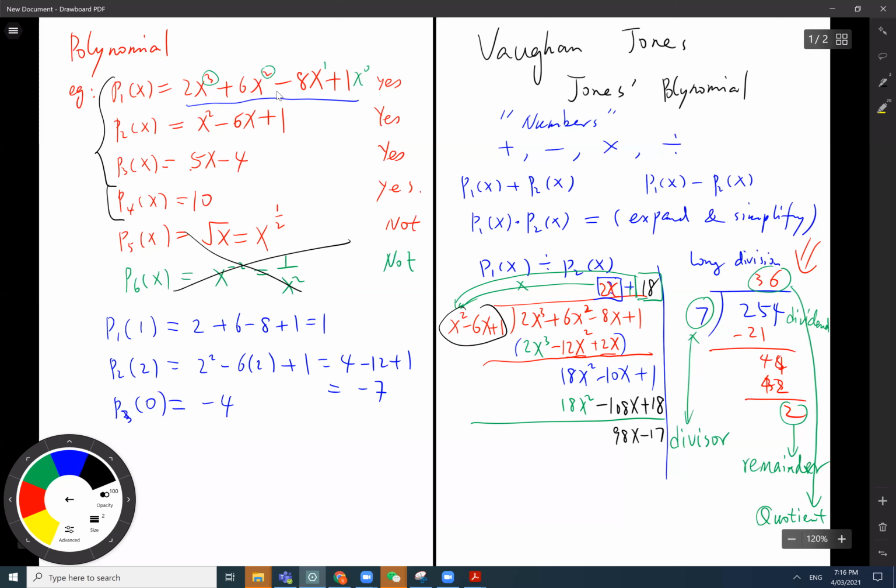This is called the divisor. This is called the remainder. This one is called the quotient. And some observation: in the numbers, the remainder is always less than the divisor. For polynomials, the power of the remainder is always less than the power of the divisor.